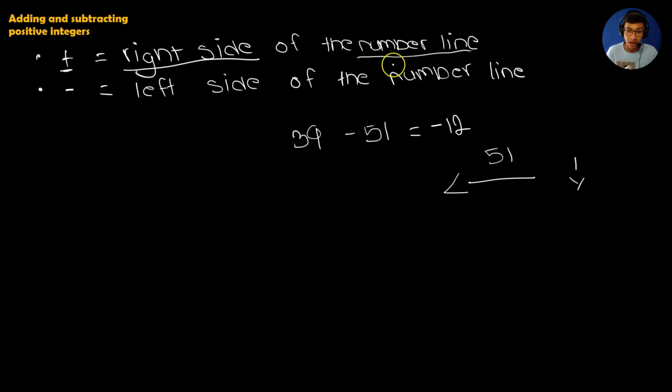And so from our previous example, here we have 31. So we're starting from the right side, the positive side, and then it's negative. So we are moving to the left side of the number line, by how many times? By 51. And when we think about the imaginary number line and we move to the left 51 times, our answer will be negative 12.